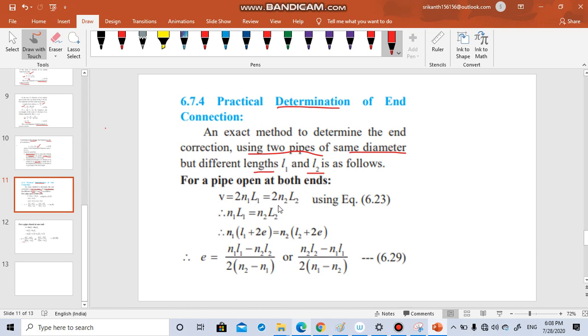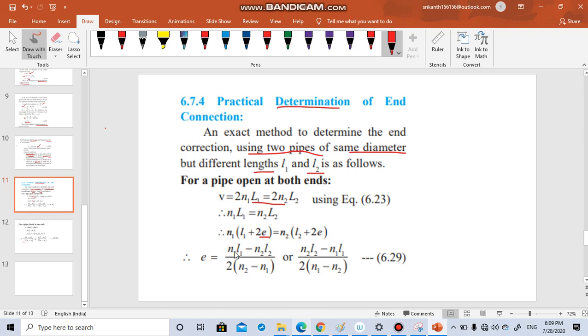See, a flute and a drum will have two different frequencies. The frequency of a flute will be different and the frequency of a drum will be different. Similarly, if you change the length, the natural frequency will change. You can equate these two. In the place of L1 you have to write L1 plus 2E. Two end corrections because both ends are free, open. So what are we trying to find out? We are trying to find out the value of E. Just arrange the equation and find out the value of E.